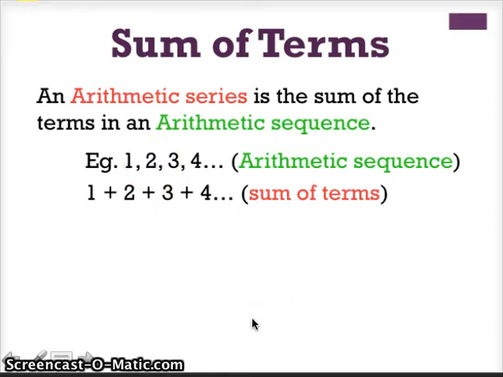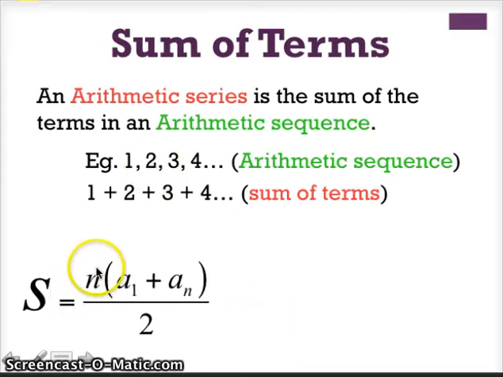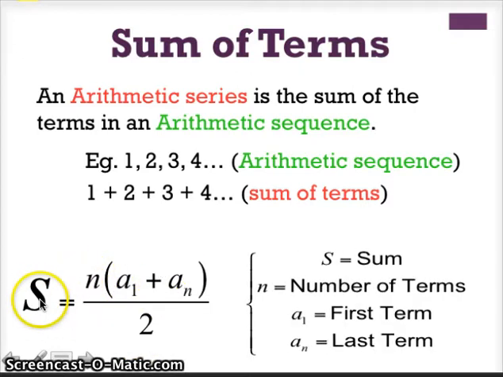Now we can find the sum of the terms of an arithmetic sequence by using this formula. I like to remember this formula by thinking that it's kind of like the average. You add the first and the last together and divide by 2. That's the average of the first and the last terms. And then we multiply by the number of terms in the sequence. So you find the average and you multiply by the number of terms. In this formula, S means sum, N is the number of terms, A1 is the first term and AN is the last term.